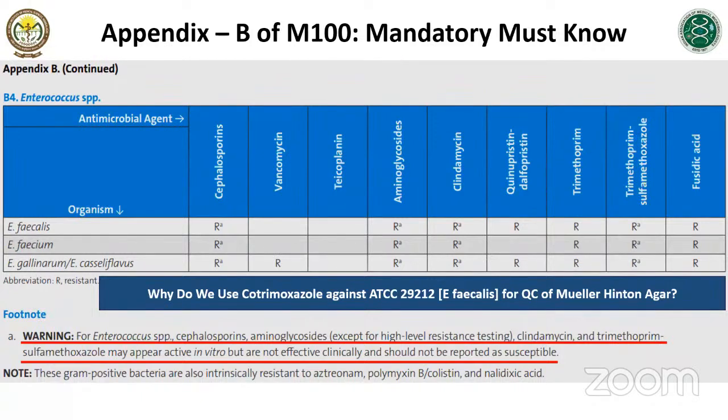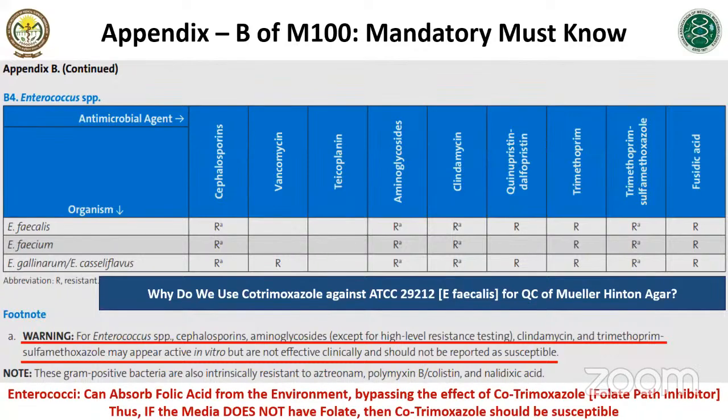So the purpose of doing that is that Enterococci are unique. They are very different. Normally, bacteria do not utilize folic acid from the medium. They have to synthesize it, so their folic acid synthesis pathways are there. And cotrimoxazole inhibits the folic acid synthesis pathways. But Enterococci are unique in the sense that they can absorb folic acid directly from the environment, bypassing the effect of cotrimoxazole. Therefore, if your media contains folic acid, then it will show resistance to cotrimoxazole.